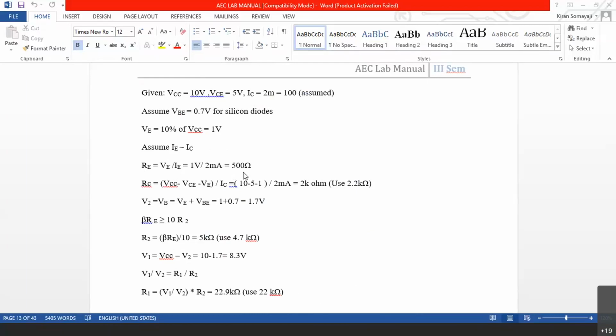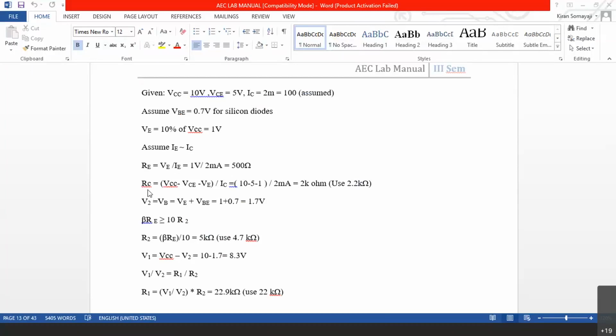So you will have those respective colors. You will have yellow color for 4. Then you will have violet for 7. Then you will have brown. Brown indicates the last color is multiplied by 10 power 1, that is 10. So you will have to identify such a resistor with such colors, that is 470 ohms.